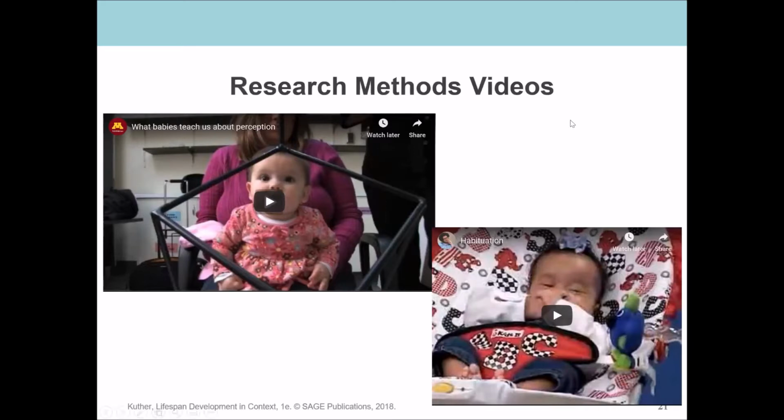So first, on the right-hand side here, I'll show you a quick video. There are no words in this. It's just a video of a young baby who is looking at a rattle and then getting bored of it, and then you can see kind of that habituation process happening.